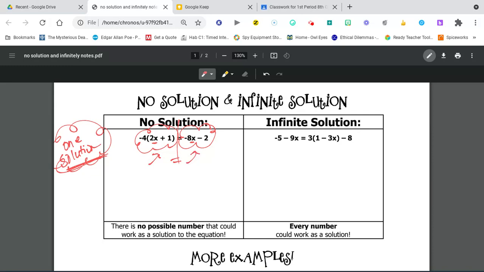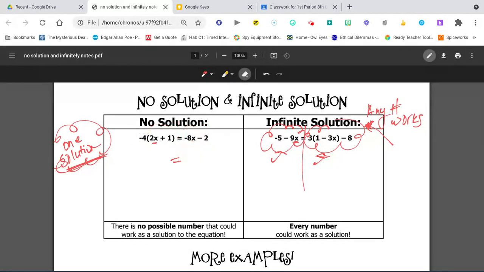And sometimes any number you put in for x will make this side equal to that side. When any number works, we say there's an infinite amount of solutions. Okay?